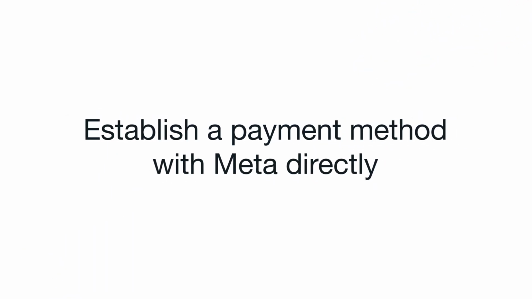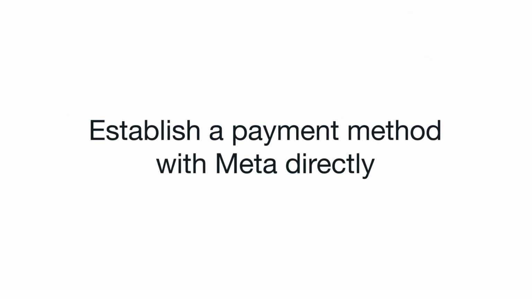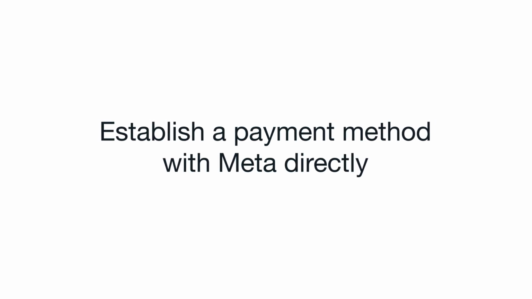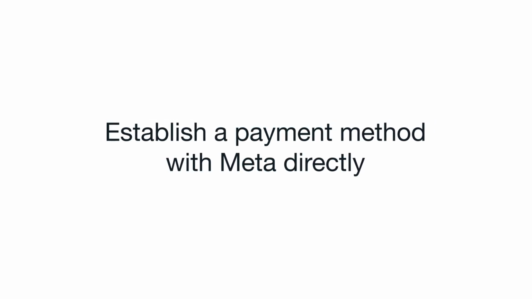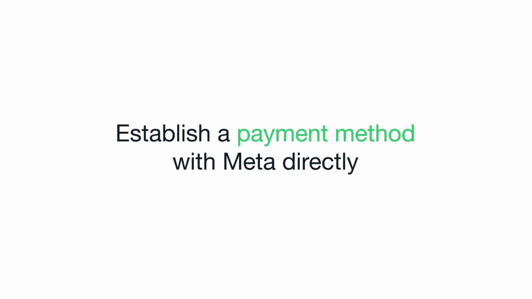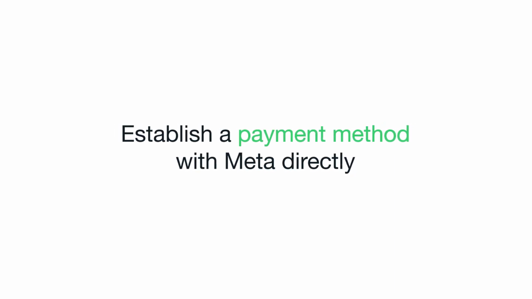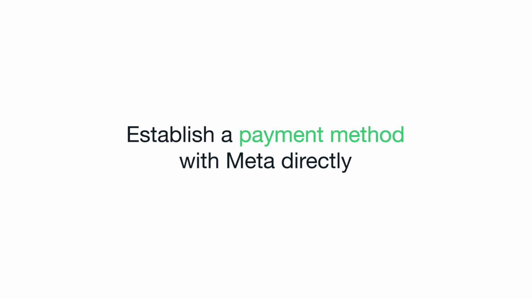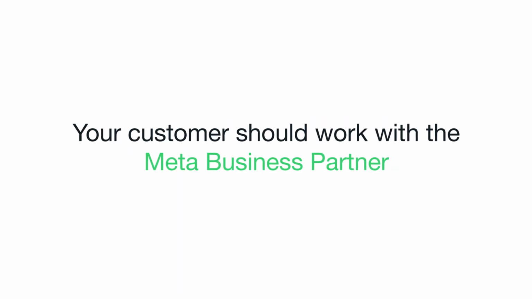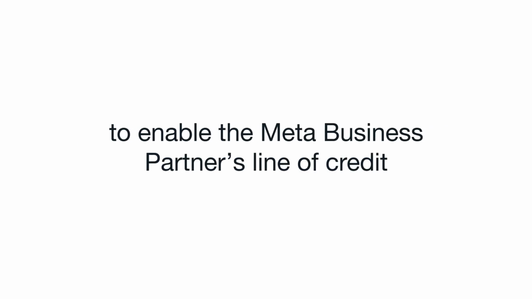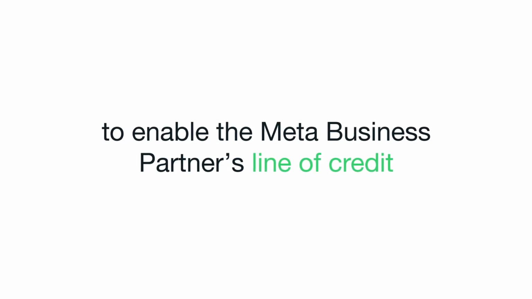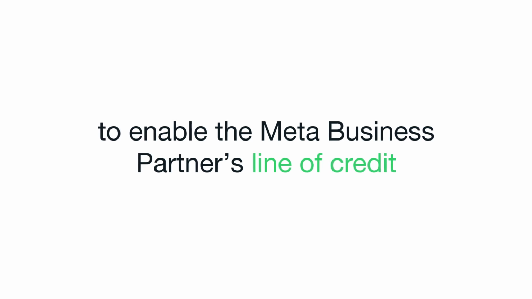If you are working as an independent tech provider, not with a Meta business partner, then the businesses onboarded through you must establish a payment method with Meta directly. If you are working with a Meta business partner like a BSP on a joint solution, your customer should work with the Meta business partner to enable the Meta business partner's line of credit to be associated with the customer's WhatsApp business account.